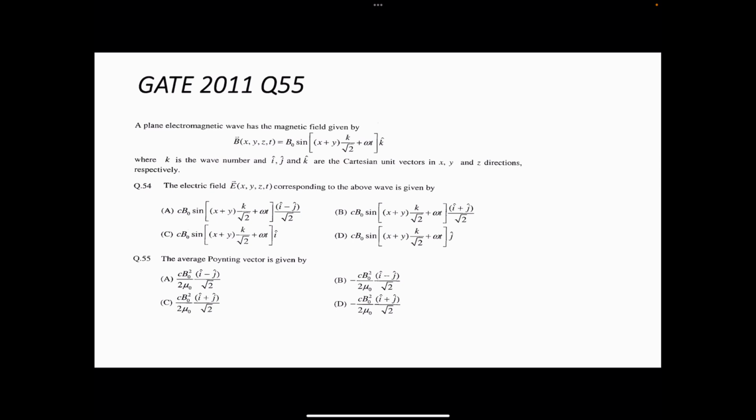The first question was that the electric field corresponding to the above wave is given by, so we need to calculate it, because the second question is related, that is, the average Poynting vector is given by this. So we will be considering question number 55, the average Poynting vector. B is given. Now we need to find out, first we will see what the Poynting vector is, what is the definition of the Poynting vector, and then we will proceed to the question. So let's see the solution.